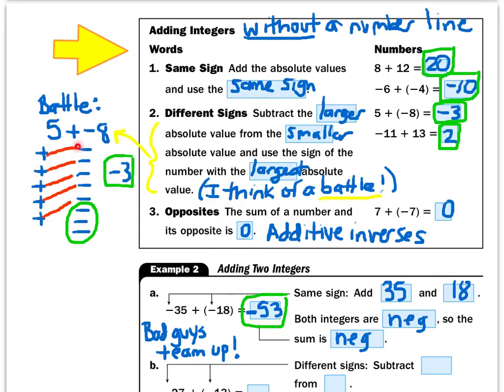So this guy destroys this guy. This guy destroys this guy. This guy destroys this guy. This guy destroys this guy. This guy destroys this guy. And there are 3 guys left, but they're the negatives. So my answer is negative 3.